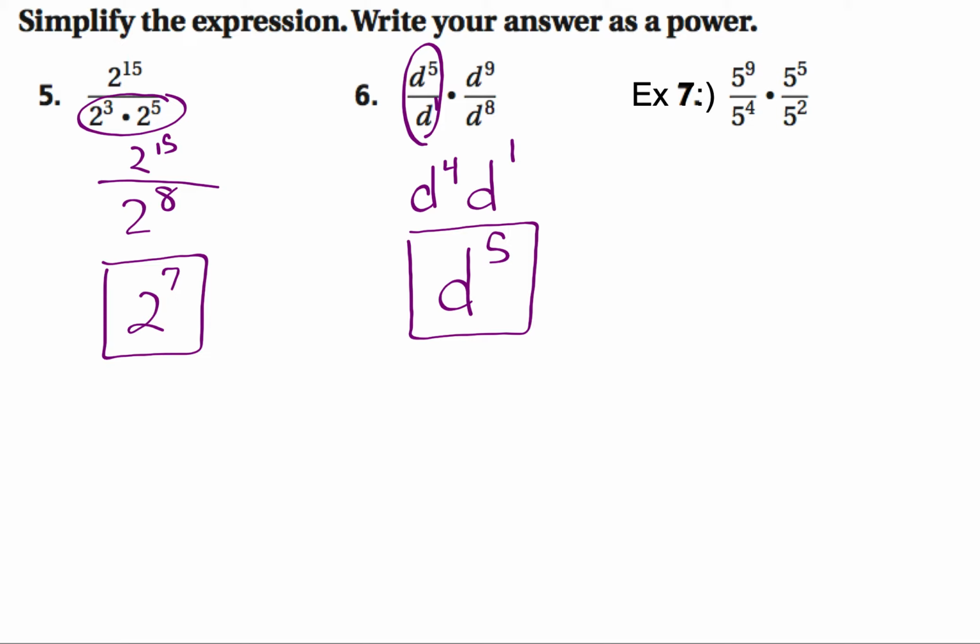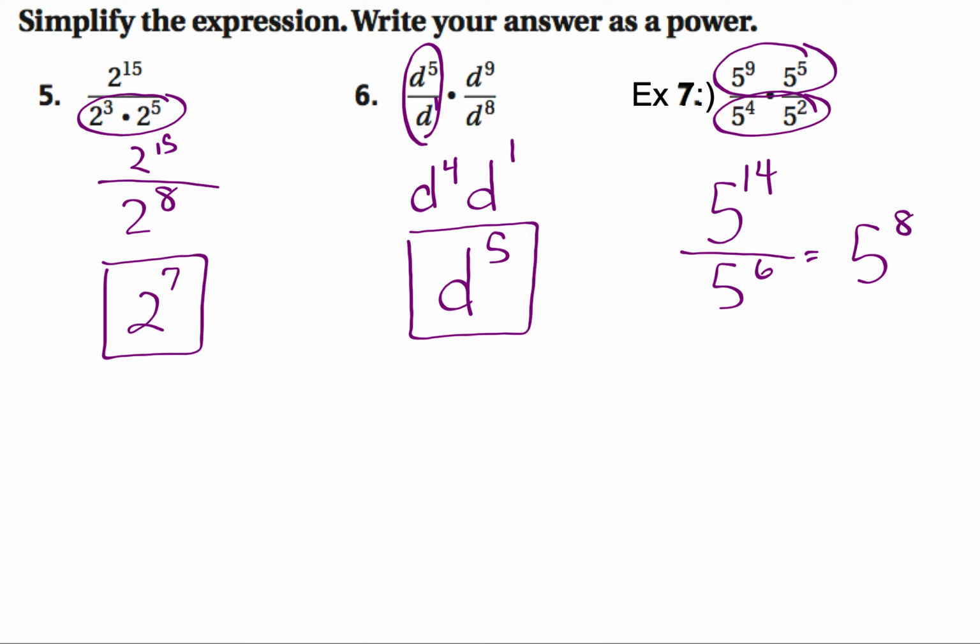Okay, 5. I'm going to do this one multiplying across first. 5 to the 9th times 5 to the 5th would be 5 to the 14th. 9 plus 5 is 14. 4 and 2 make 6, so this is 5 to the 6th. Then I need to do 14 minus 6, that would be 8. 5 to the 8th power is the answer there.